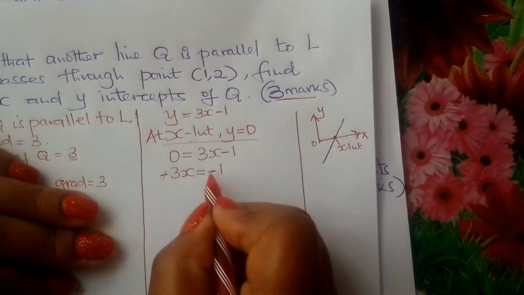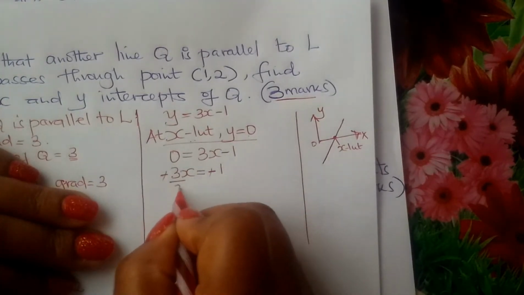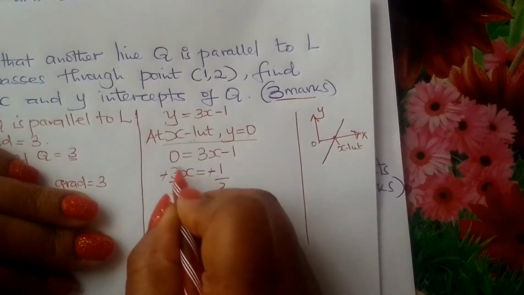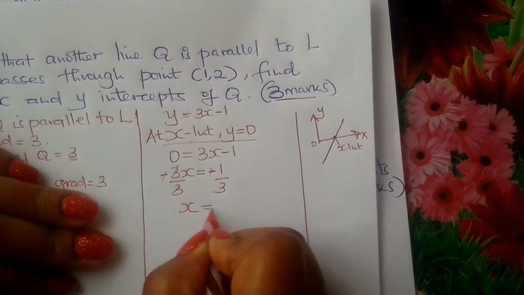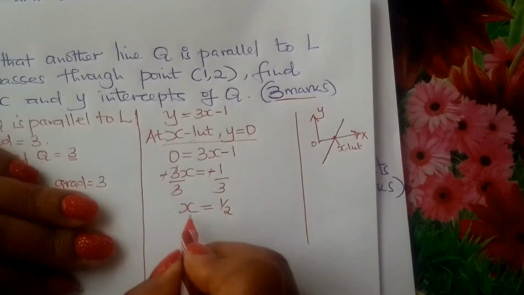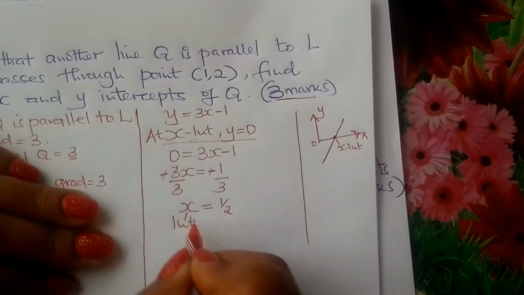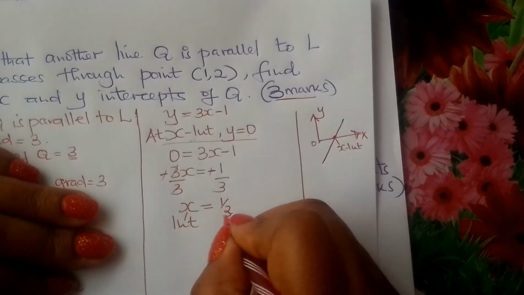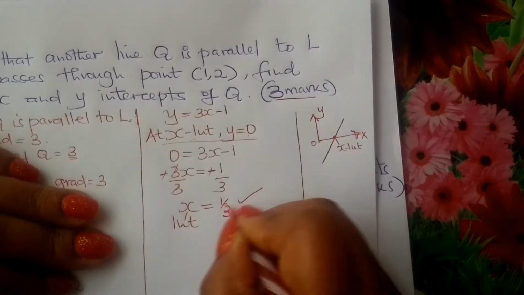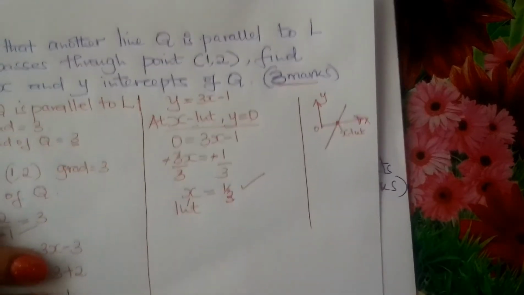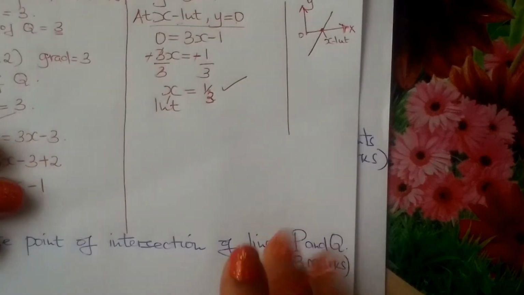And therefore, learner, cancel out the minuses, divide by 3. Dividing by 3, your x is a third. And therefore, this is the x-intercept. X is a third. We go to the y-intercept, learner.